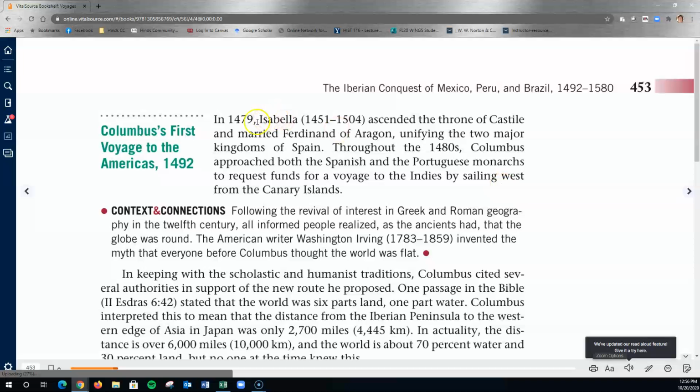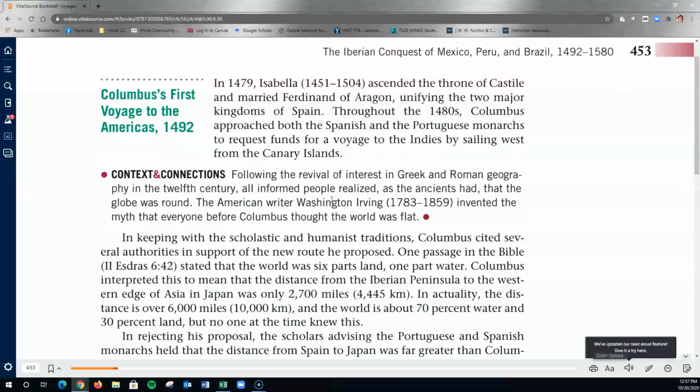Once Spain comes out of the Reconquista, Isabella and Ferdinand, the joint monarchs, will agree to fund Columbus's first voyage, which ends up in the Americas. Now, here's the thing, okay? Do not think that Columbus was sailing westward to try to find America. That's totally false. Columbus was sailing west to try to get to India and China.